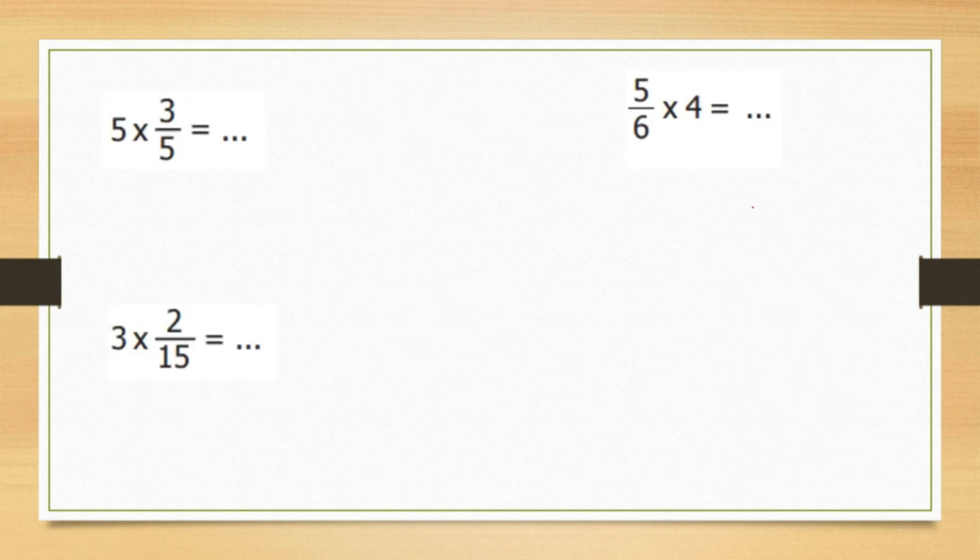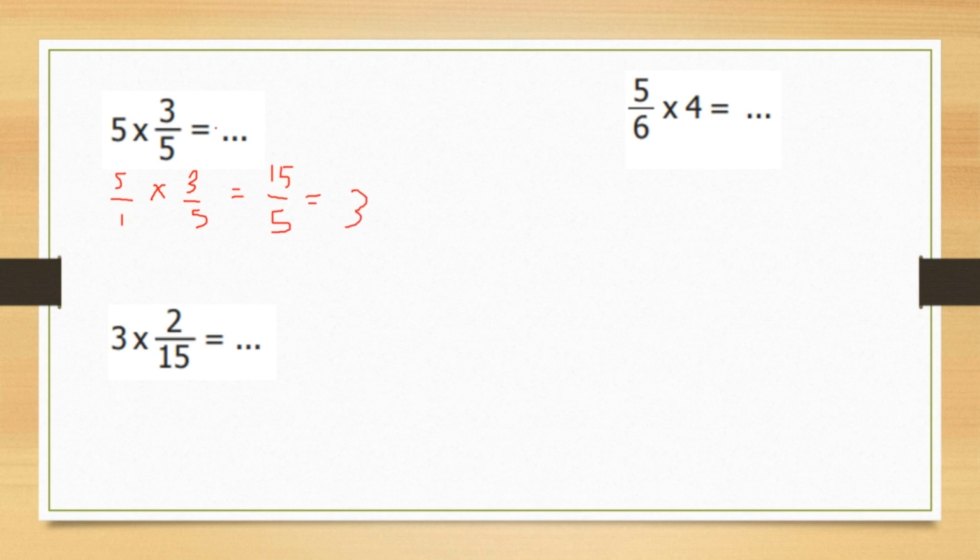Okay, next. How about this one? 5 times 3 out of 5. For the first method, like I said before, you may convert the whole number into a fraction. So 5 equals 5 out of 1. 5 out of 1 times 3 out of 5. You just multiply the top numbers. 5 times 3 equals 15. 1 times 5 equals 5. So 15 divided by 5 equals 3.